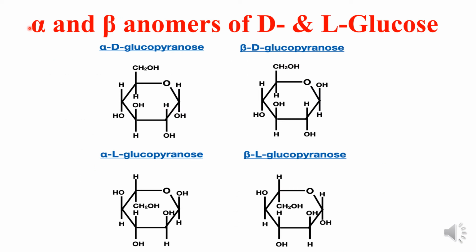Now we come to the alpha and beta anomers of D and L glucose. The D and L glucose in cyclic form exists as alpha and beta anomers, and you can see that both alpha and beta glucopyranoses are present here in D and L forms.